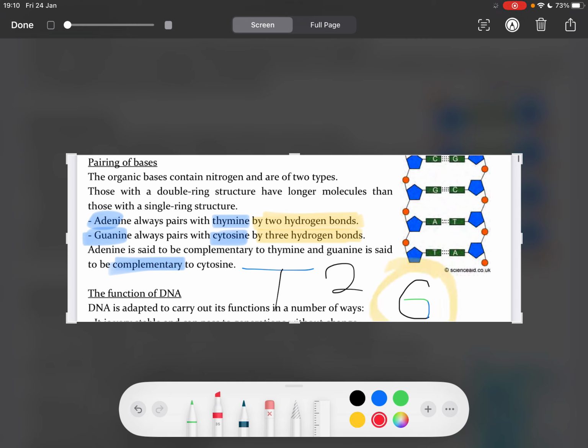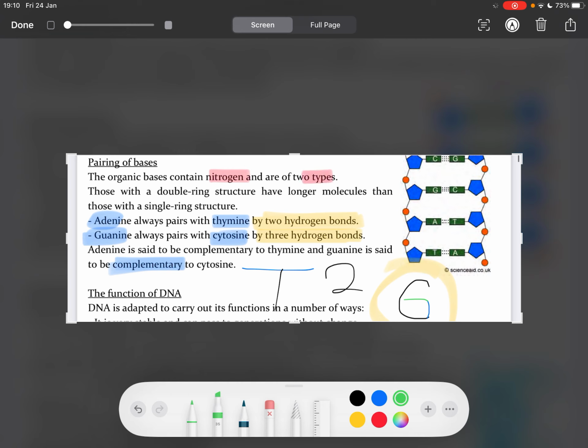Then we go to the third important thing. We need to know that the organic bases contain nitrogen and are of 2 types. Those with a double ring structure have longer molecules than those with a single ring structure. This has lots of information and we need to color a lot. So, the organic bases contain what? Nitrogen. You need to know that they contain nitrogen and there are 2 types. This is the first important thing.